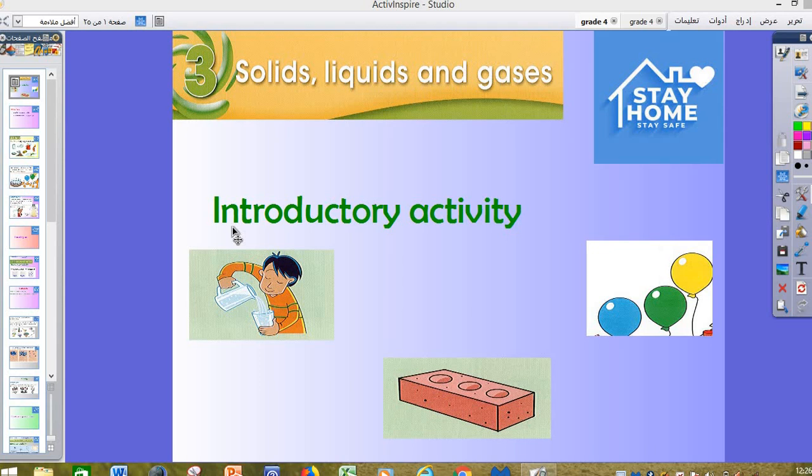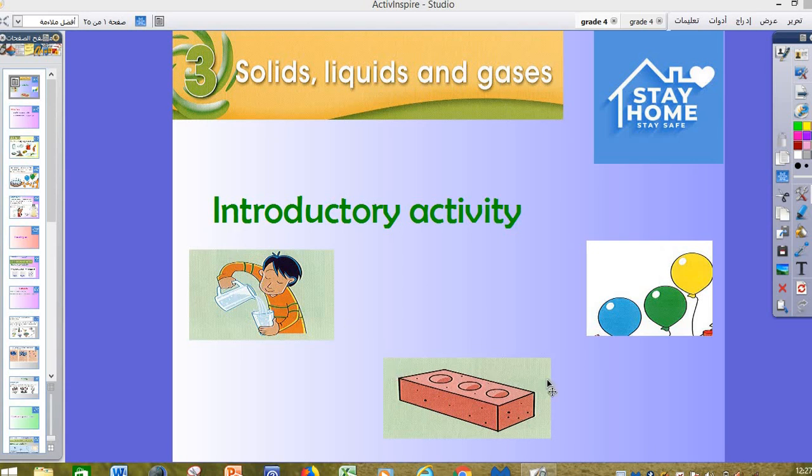We will start our lesson in chapter 3 in science grade 4, and this is lesson number 1. We will have 4 lessons, all of them in unit 3. So let's start with the first lesson. The unit is called solids, liquids and gases.